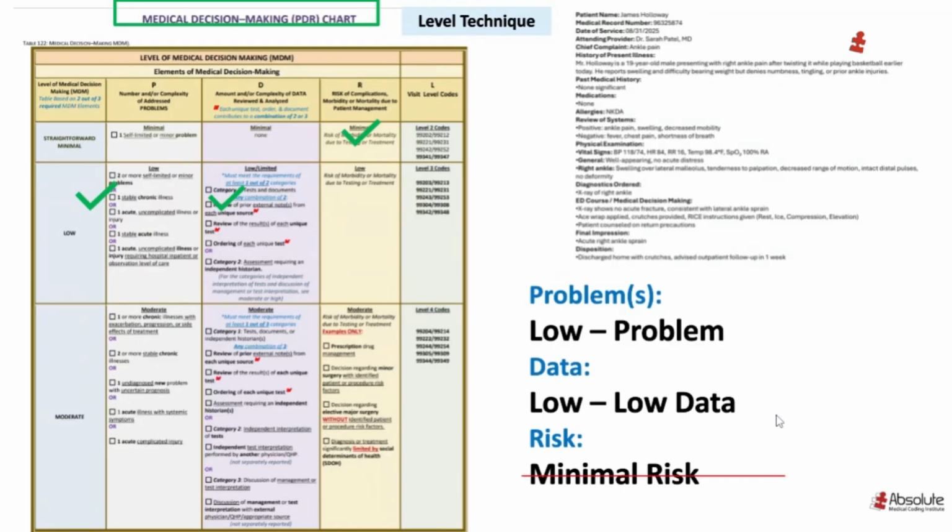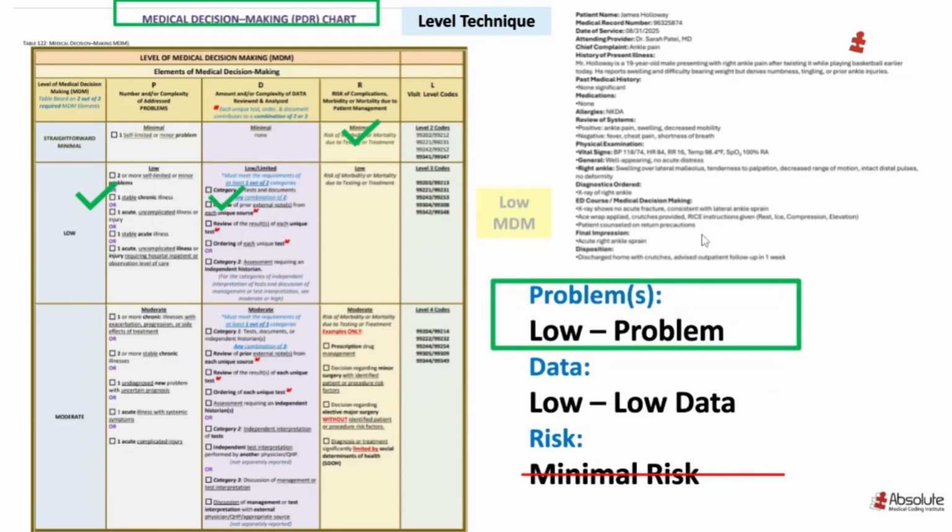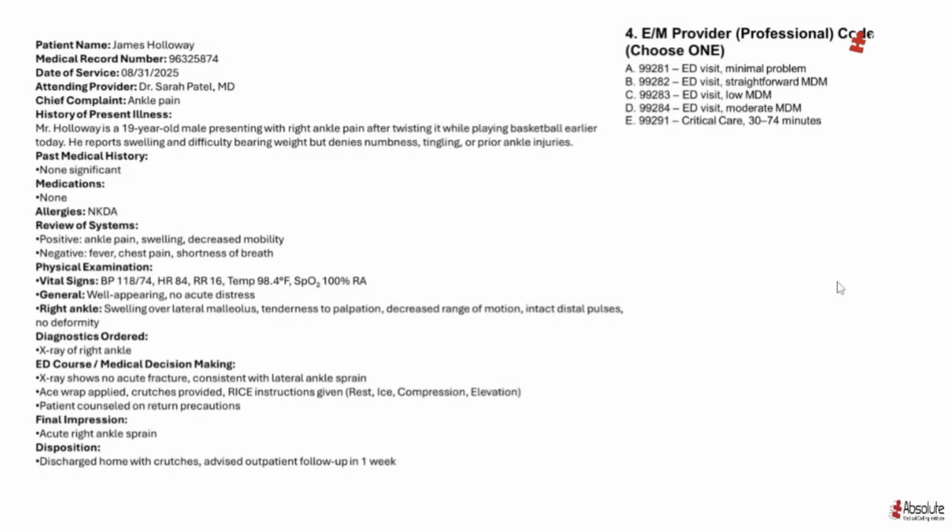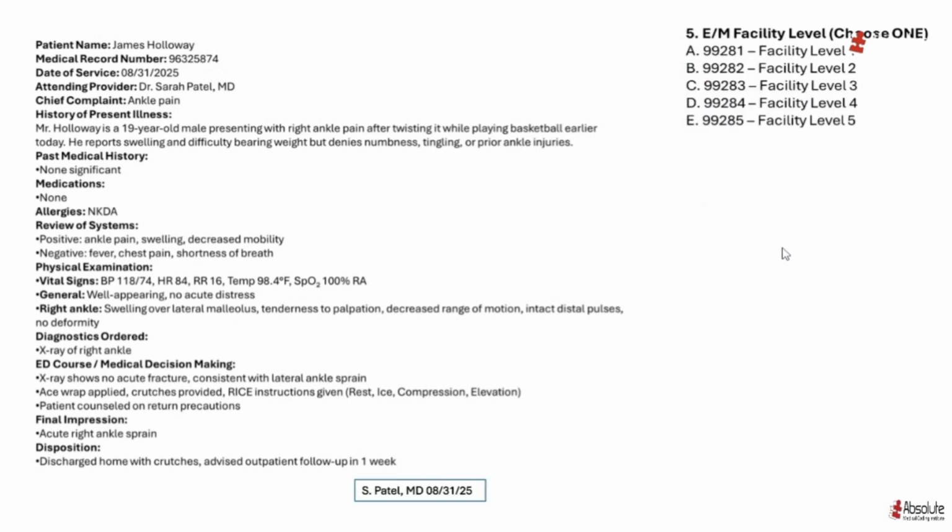We're going to level it. We're going to throw out the lowest, which is your straightforward or minimal, and we're going to code the next one low. It is a low MDM. And if you think about it, it really is low. They took an x-ray, told them to RICE, right? So there was no kind of surgery. So 99283 is a low medical decision making.